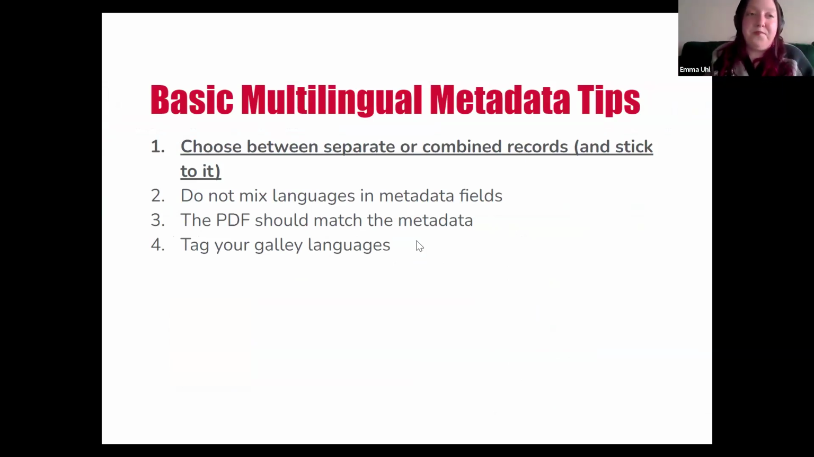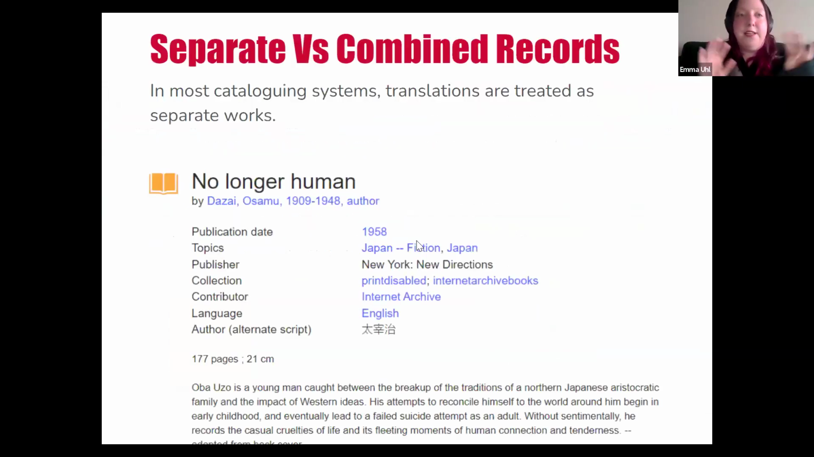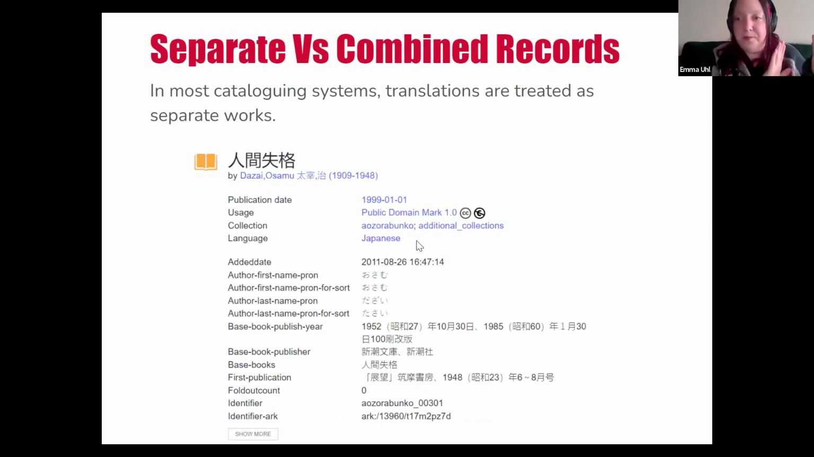So the first thing that you should do is decide whether you want to use separate or combined records and stick to it. So what do I mean by this? Well, in most classical cataloging systems, translations are treated as separate works. So here we have the seminal work of Osamu Dazai, No Longer Human, the post-war classic from Japan. This is a translation. It is indexed separately from the original Japanese as its own individual thing. And this tends to be the way that most catalogs work, especially because they were based on physical copies.